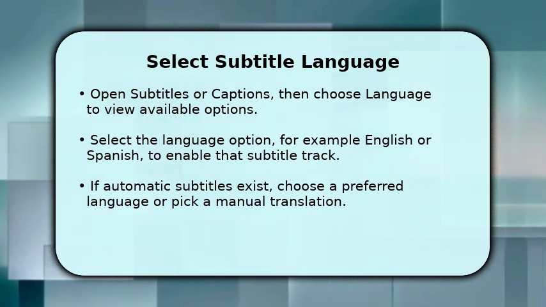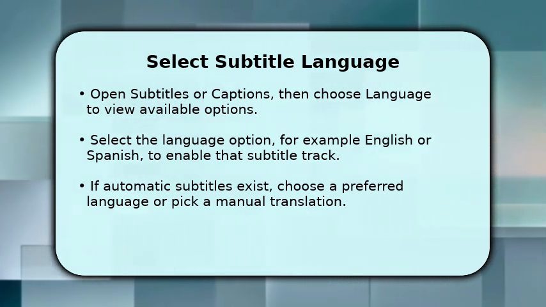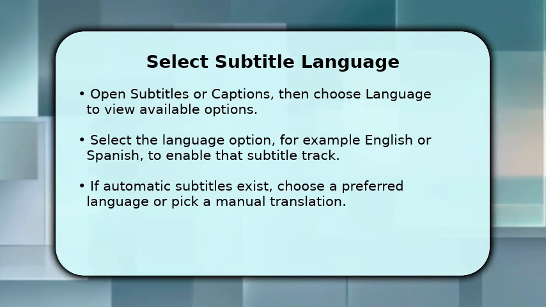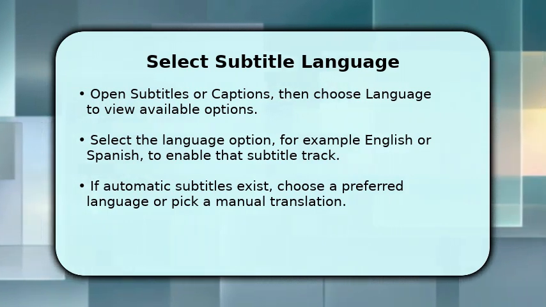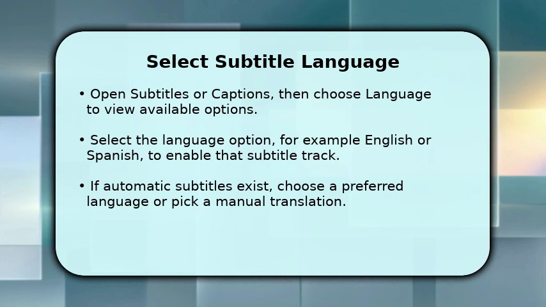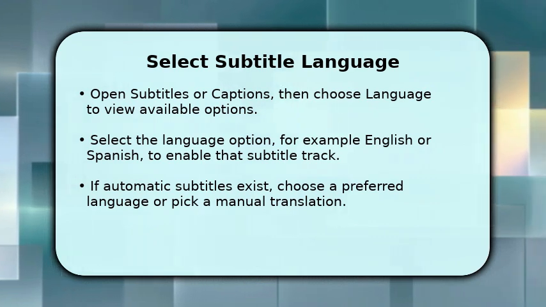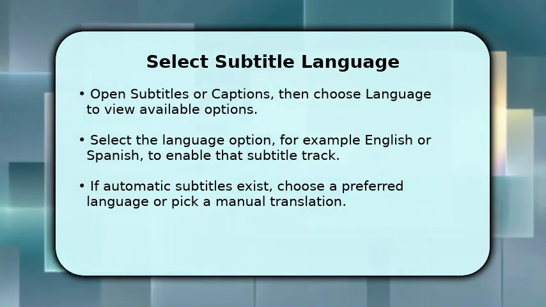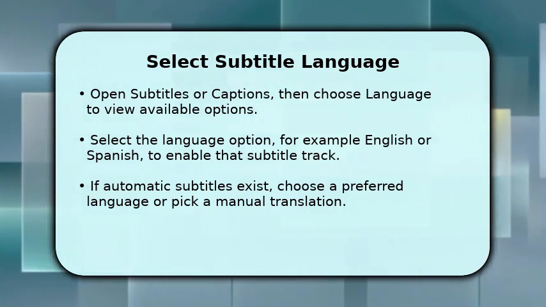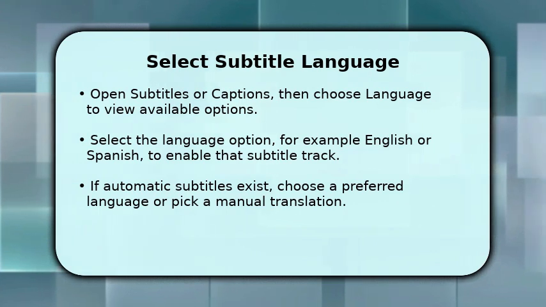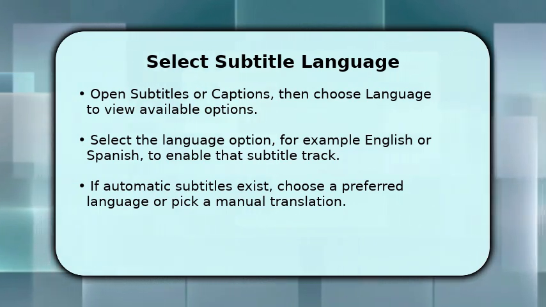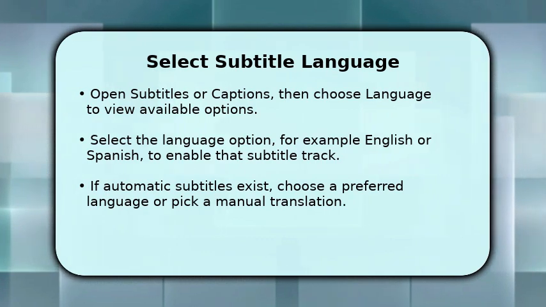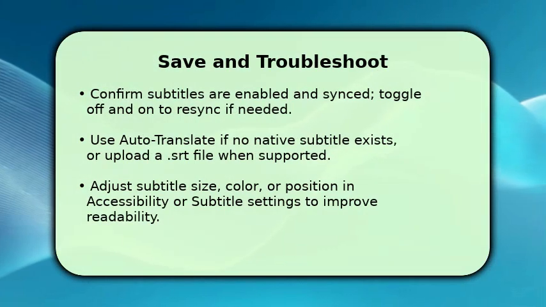Find the language you prefer, such as English, Spanish, or French, and click it to activate that subtitle track immediately. If you see an auto-translate option, open it and pick a target language instead of a native track. Confirm the change by watching a few lines of dialogue to verify timing and accuracy. After selecting a language, confirm subtitles appear and sync with the audio for correct timing.